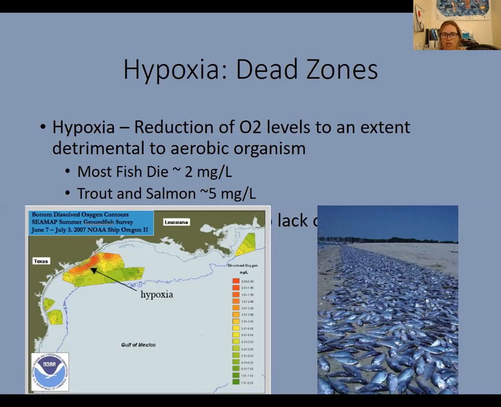But some organisms like trout and salmon are much more sensitive, so they usually die once levels drop below 5 milligrams per liter. And this diagram showing the Gulf of Mexico shows the areas in red. Orange is dropping below 2, red is dropping below 1 milligram per liter, and yellow is dropping below 5. So you can see there's a pretty big area where lots of different kinds of fish and other organisms are dying off and washing up on beaches.